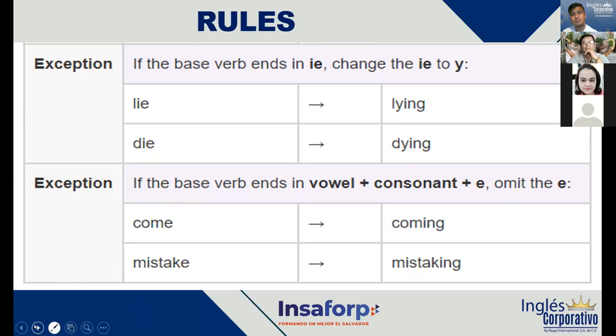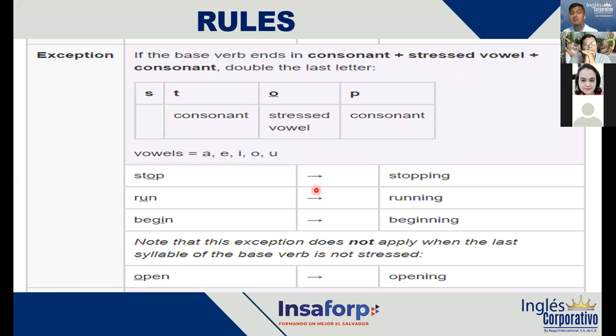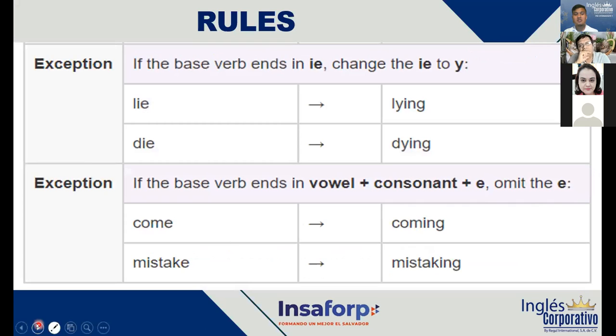Teacher, what is the meaning of stress vowel in Spanish? Stress vowel. Es una vocal estresada o el estrés que hacemos al hablar. For example, si tú dices stop, el sonido más fuerte lo hacemos en la letra O. Stop. Si tú dices run, en la letra U, begin. So, por eso le llamamos stress vowel, porque la fuerza la ponemos en la vocal. Como el acento. Exactly. Yes, that's what it means.